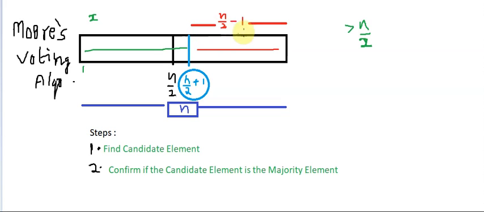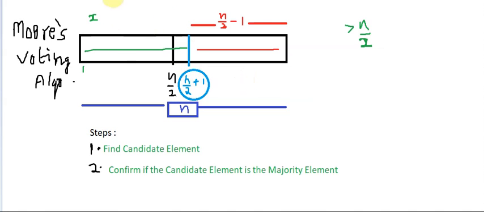Now, we know that these other elements cannot change the fact that x is the majority element, because x has already occurred n by 2 plus 1 times. Now using this information, we will write our procedure to identify the candidate element, right?